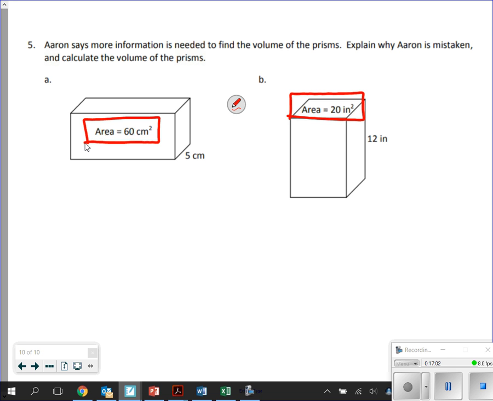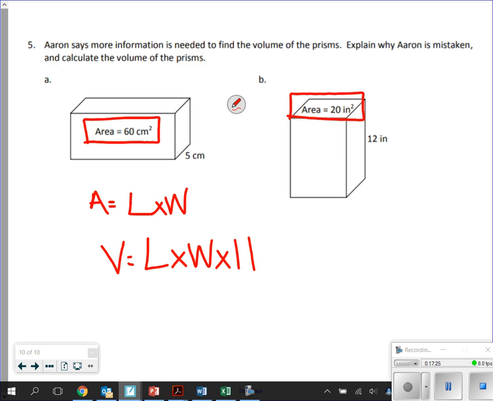Because area is the length and the width multiplied. So the last number would be the height. So you multiply the area by the height. Because area is length times width, and then volume is length times width times height. So the other number has to be height. Now this one, yeah, it's on its side.